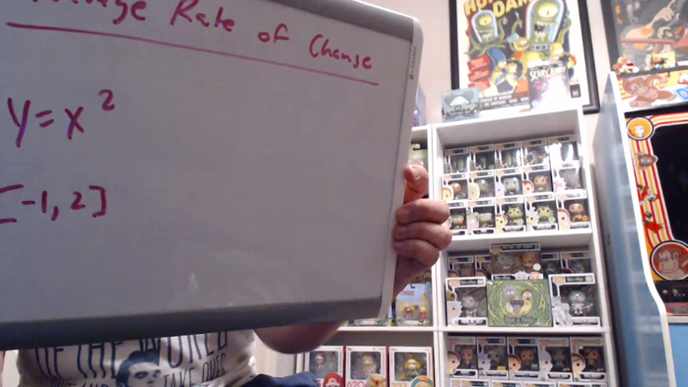Okay? So the cool thing about this is it would change as you went along. Say you had that same function, and you say, okay, I want to find the average rate of change from -1 to 2. Average rate of change from -1 to 2, right?